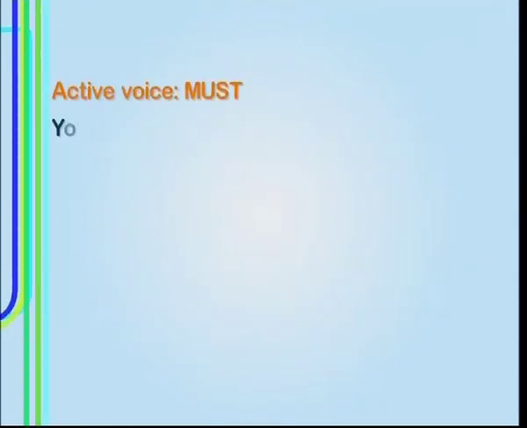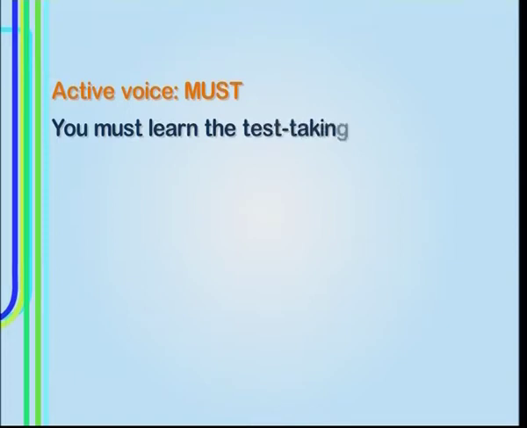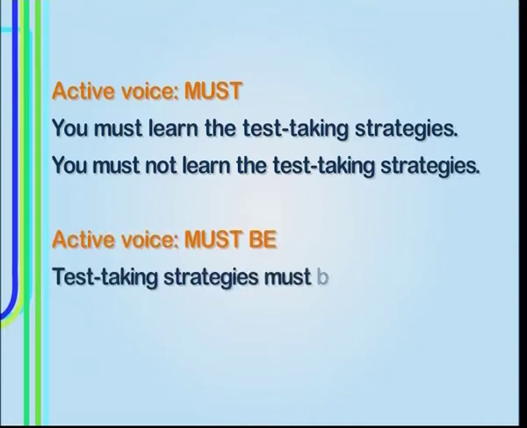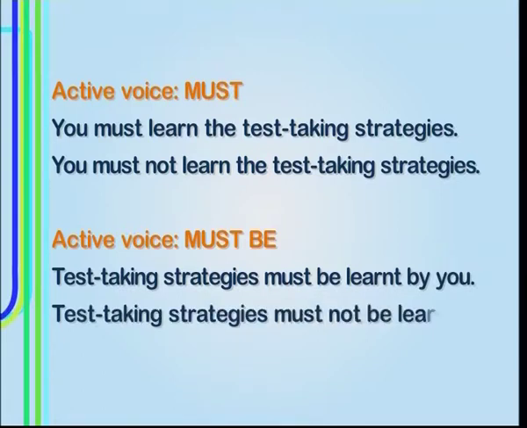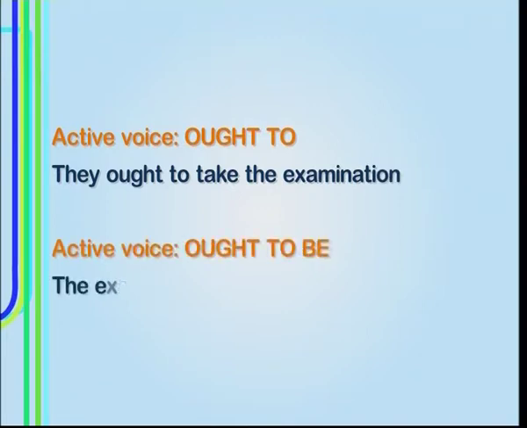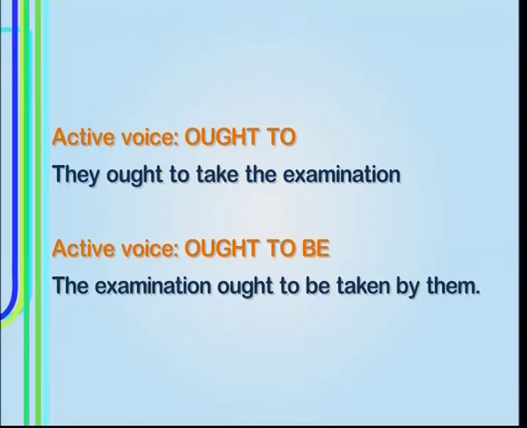Active voice, must. You must learn the test-taking strategies. You must not learn the test-taking strategies. Active voice, must be. Test-taking strategies must be learned by you. Test-taking strategies must not be learned by you. Active voice, ought to. They ought to take the examination. Active voice, ought to be. The examination ought to be taken by them.